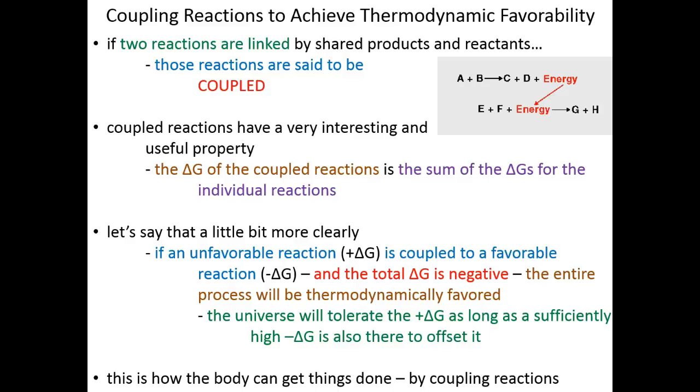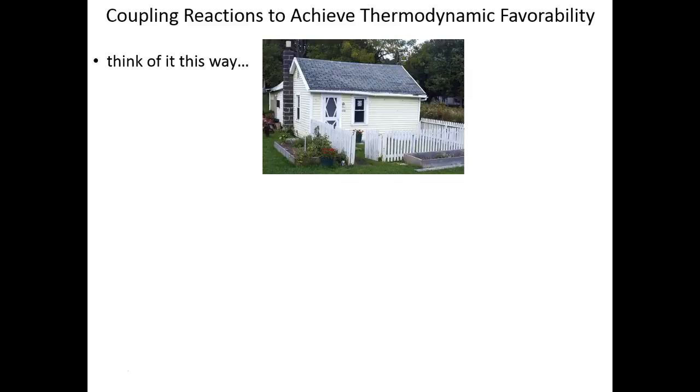In other words, you have to bribe the universe. And this is how the body gets reactions to occur that wouldn't otherwise be favorable. It literally skims energy off the top, like profits from a Las Vegas casino, and gives that skimmed energy to the universe as a bribe. You can think of coupled reactions this way.